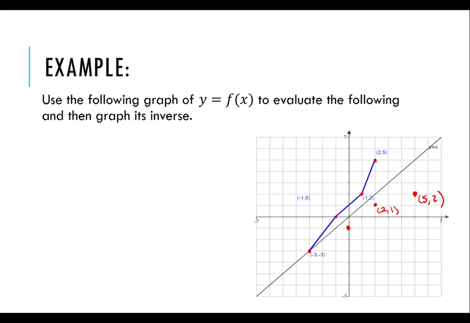Notice that this is the point (-1, 0). Sorry, it's way over here, (-1, 0). That means this should be (0, -1). And it is. Then this one should be (-3, -3), and -3 and -3 should swap, and of course that's exactly what that is. So then this graph is the graph of the inverse of that blue one. I did it visually, but you can also do it via the ordered pairs as we just did.